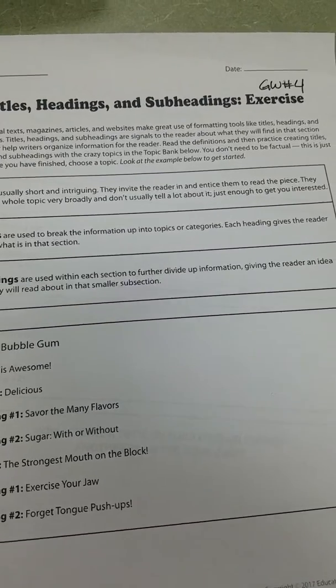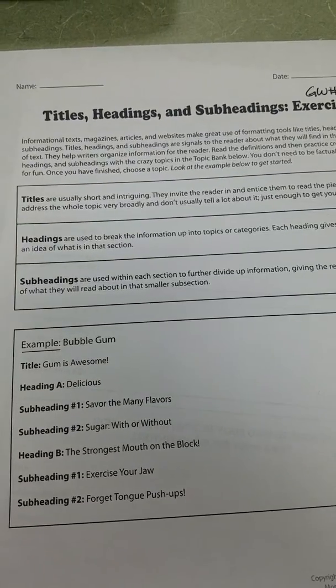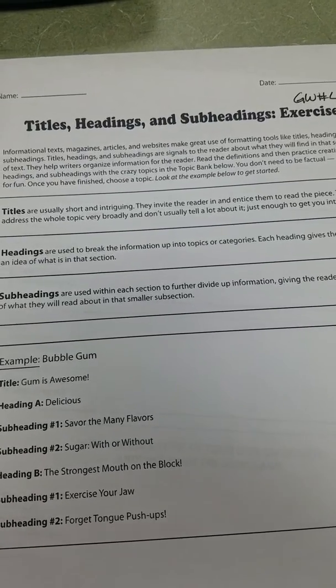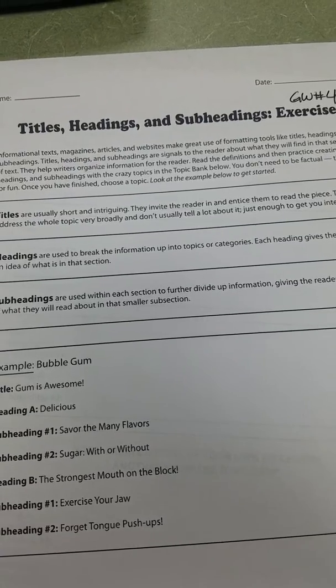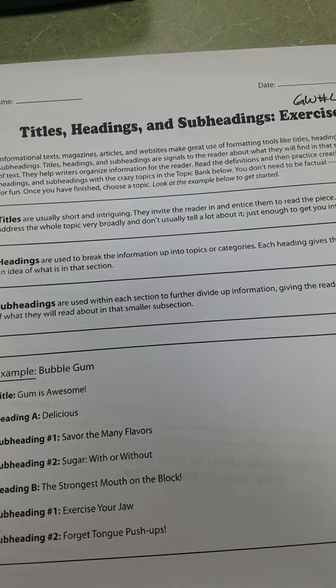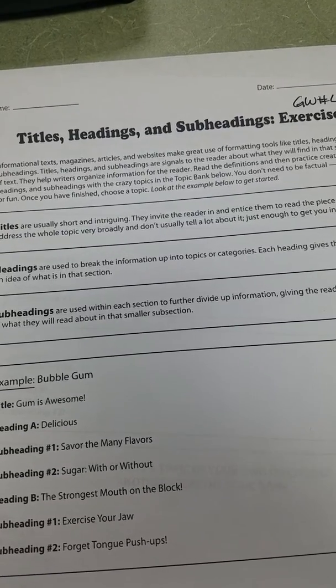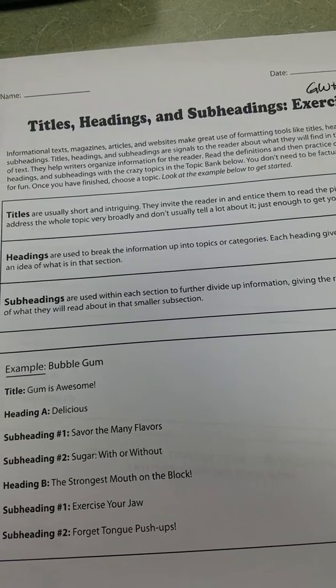What we're going to do is, we know that informational texts and magazines and articles and websites make great use of formatting tools like titles, headings, and subheadings. Titles, headings, and subheadings are signals to the reader about what they will find in that section of text. They help writers organize information for the reader. They read the definitions and then practice creating titles, headings, and subheadings with the crazy topics in the topics below.